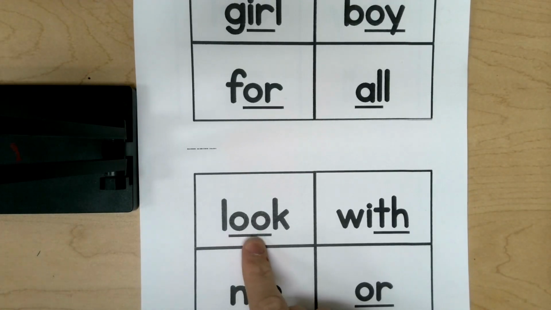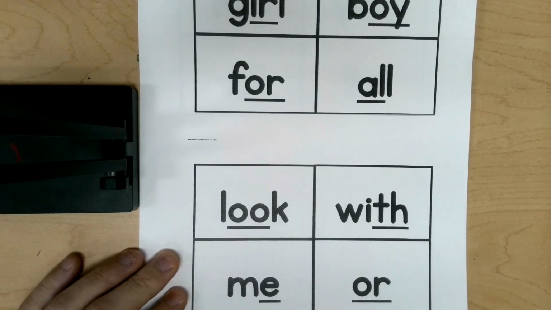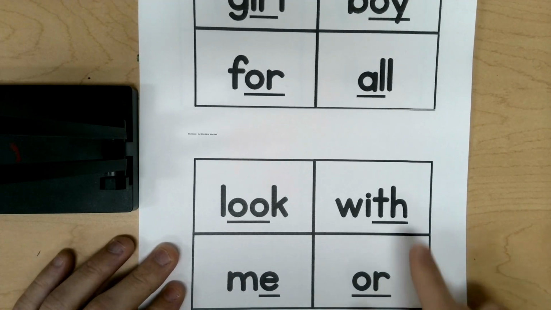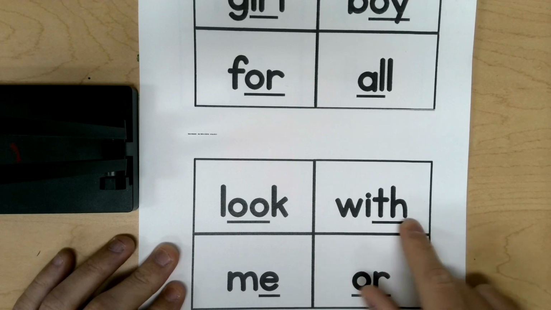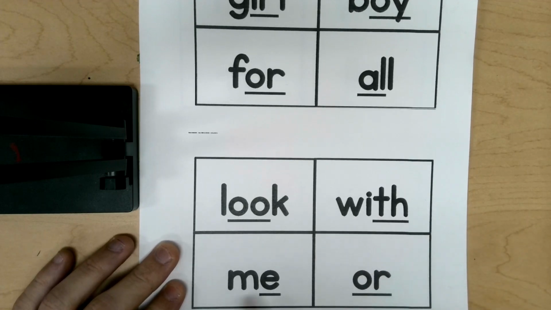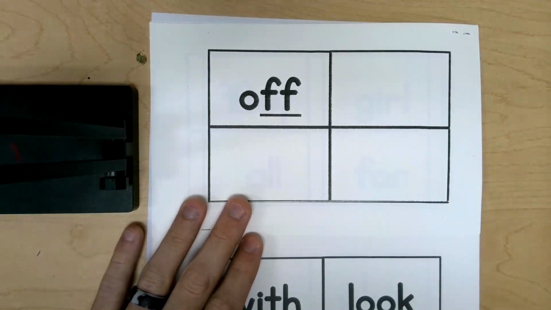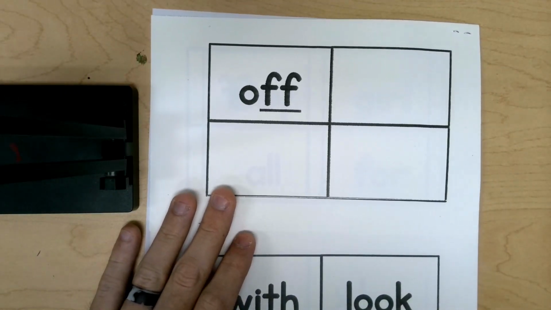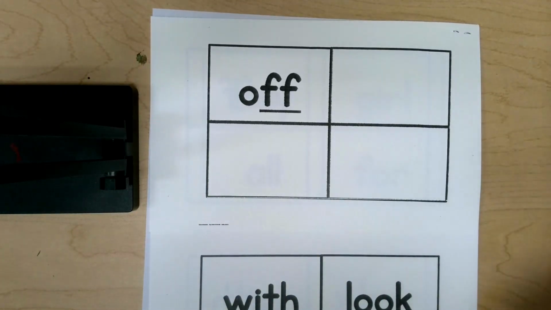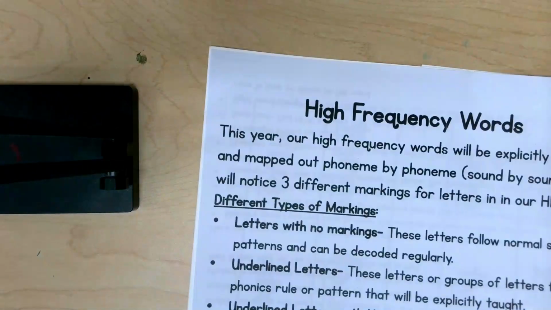In the word look, double O can say the sound, and so that's why it has the underline with it. With follows the normal patterns with the TH digraph at the end. Me, again, has the open E at the end. And then we talked about the word or already. And the last one is the word off, sometimes having the double F coming at the end, a double consonant at the end. I hope this is helpful as you practice and work on these words at home.